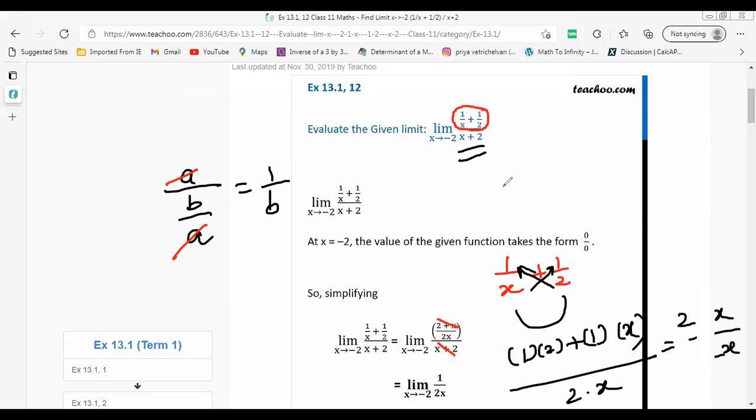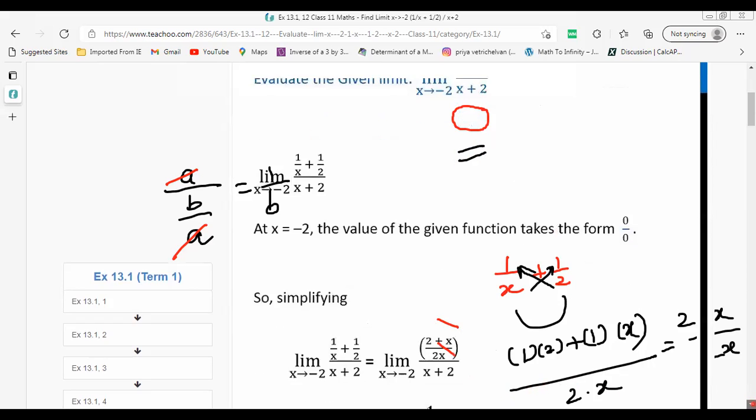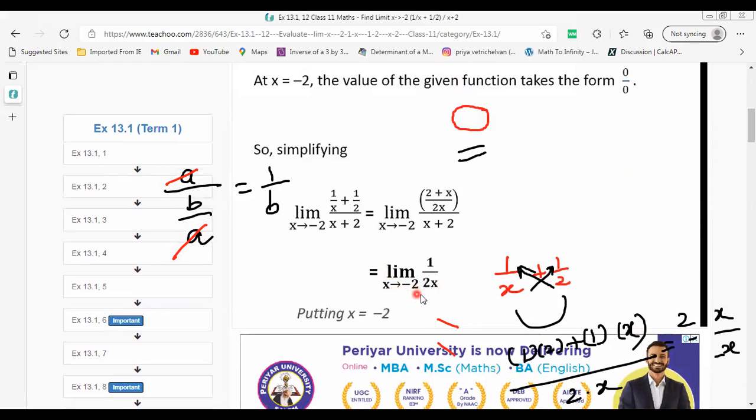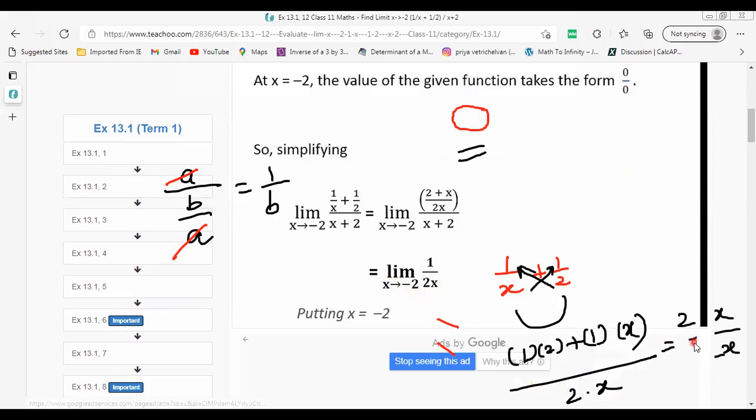Understood here? But ma'am, there's 2x remaining in the denominator. Yeah, that is okay. You have to just keep that 1 by 2x as it is. That will be carried forward to the next step. Understood? Yes, ma'am. Yeah, I understood.